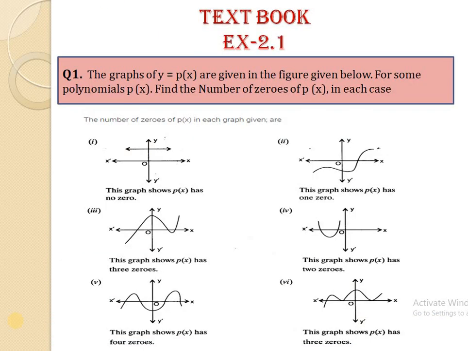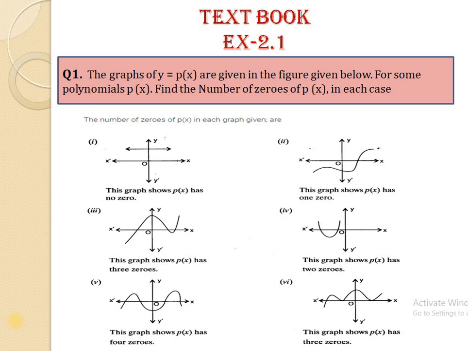Now move on to exercise 2.1 of the textbook. Question number 1. Only one question is there in this exercise. The graphs of y equals p(x) are given in the figure given below. For some polynomials p(x), find the number of zeros of p(x) in each case.